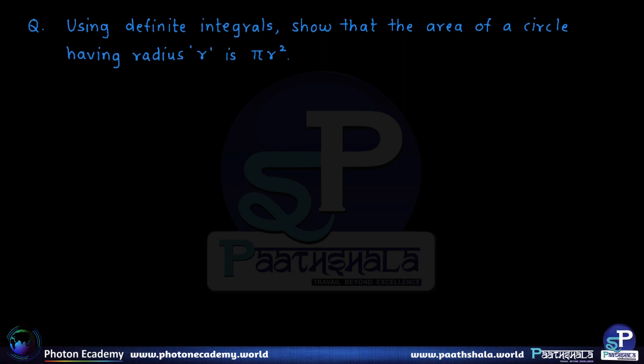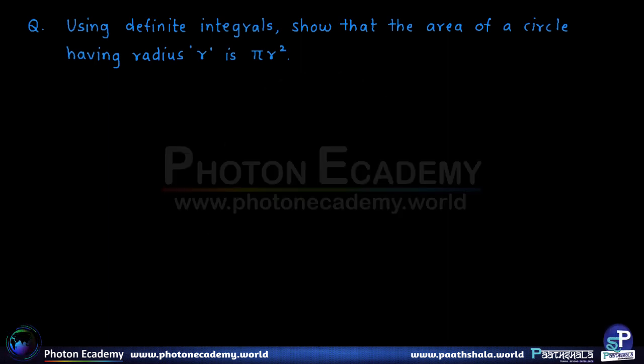Using definite integrals, show that the area of a circle having radius r is pi r square. Now, we are already aware from school time that the area of a circle is pi r square. We had taken that result for granted but had not proved it. So let us see how we can prove that the area is pi r square using definite integrals.